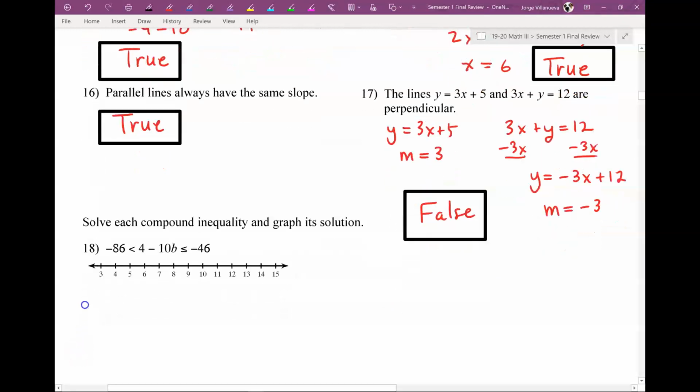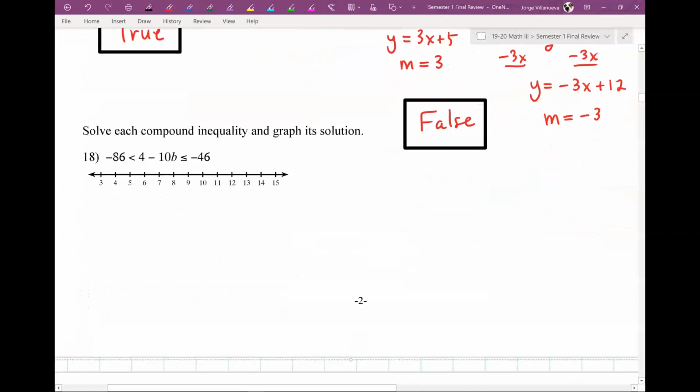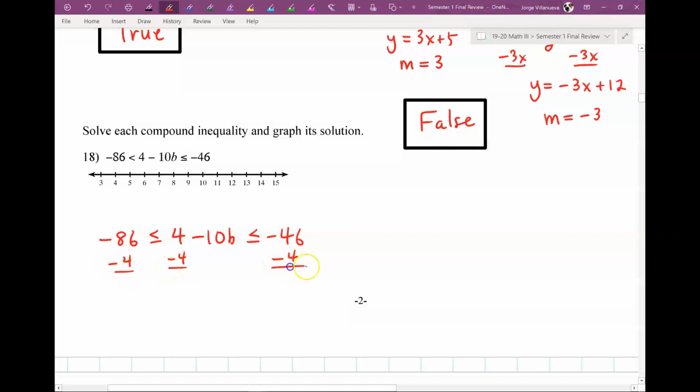All right, let's graph this next one. Notice this is a compound inequality, okay? So I'll show you guys the easiest way to do this. Let me just write it down here. So let's just pretend we're trying to solve for b, right? So notice how in the middle it says 4 minus 10b. I want to get rid of that 4. So what I'm going to do is I'm going to subtract the 4. But I have to do that to all the sides. Okay, on the left side, on the right side, and in the middle.